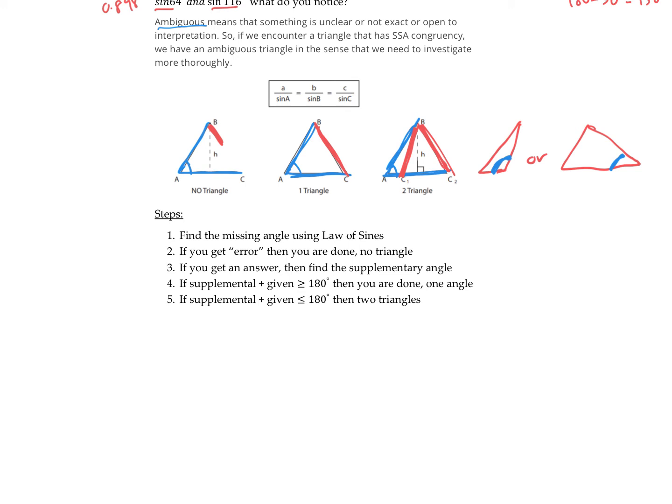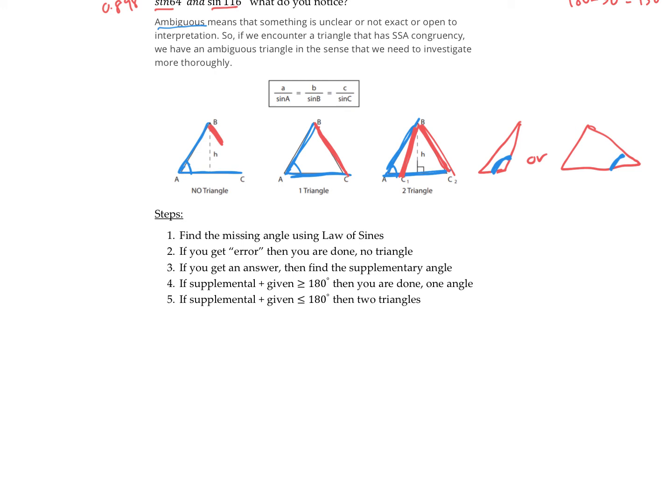So how do we know which one do we have? So the steps to follow are, you're going to find the missing angle just using law of sines like you always do. If you get error when you are trying to find it, then you don't have a triangle, you'd have case 1. So if you try to find that missing angle and you get error on your calculator, it means that you can't make a triangle with those measurements.